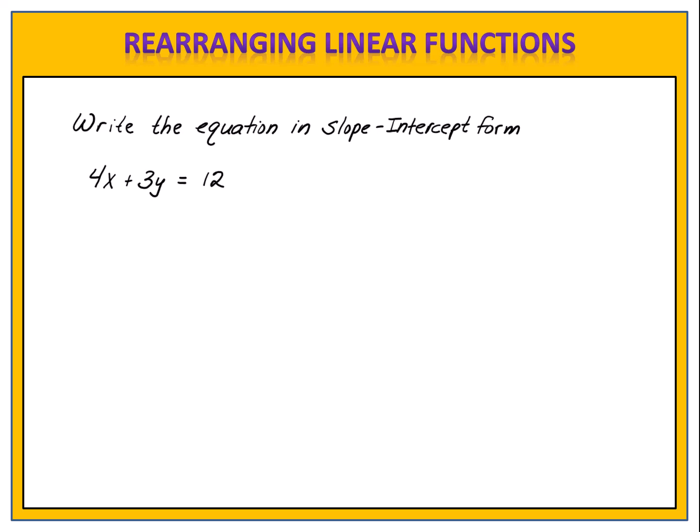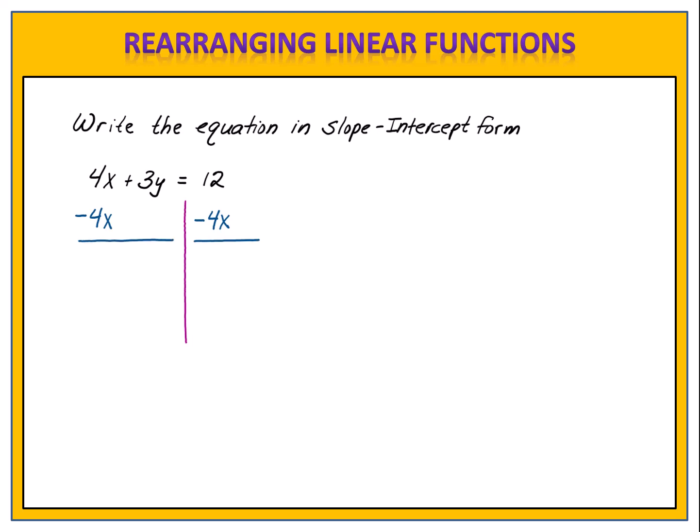Our goal is to solve for y, so that we have y equals. I like to draw a line down from the equal sign so I can keep track and make sure I do something on both sides of the equation at all times. The first goal is to remove the x from the left-hand side. We have positive 4x, so we use the opposite and subtract 4x from each side.